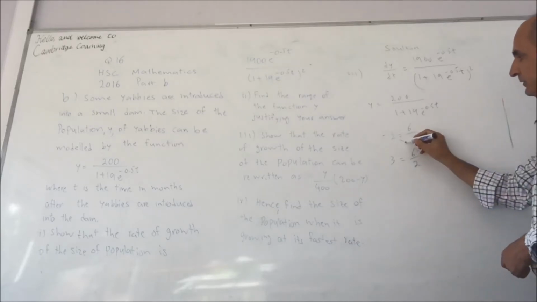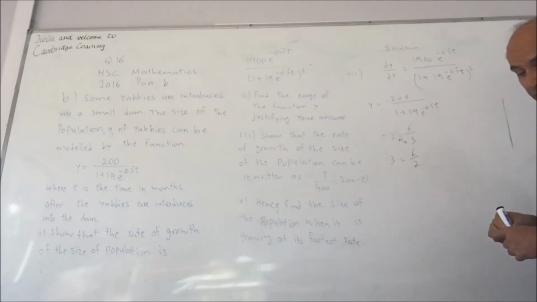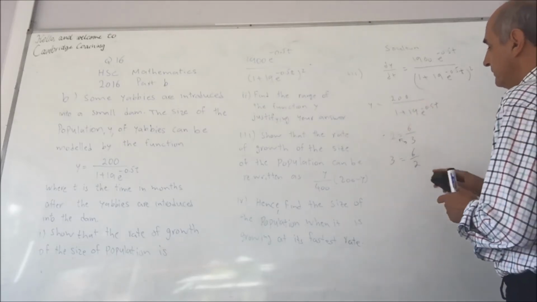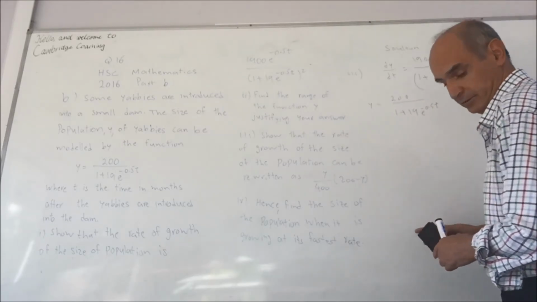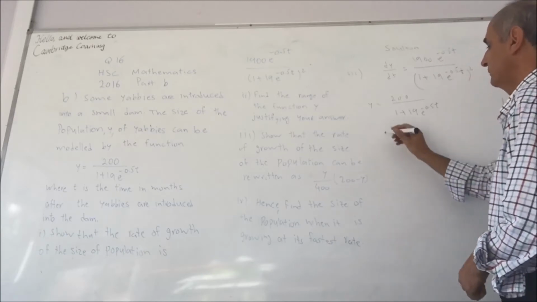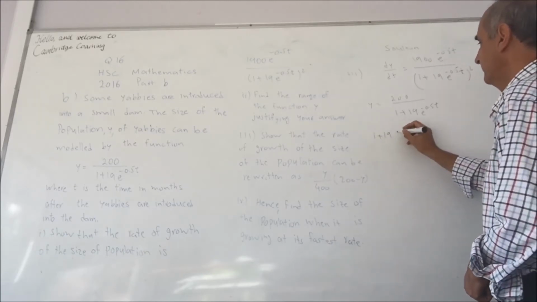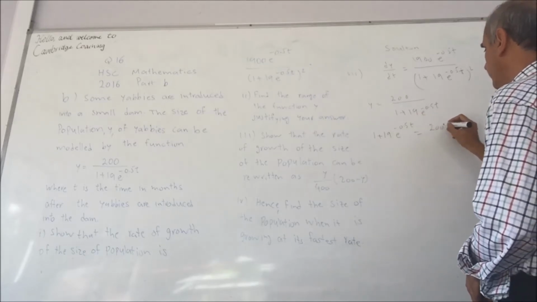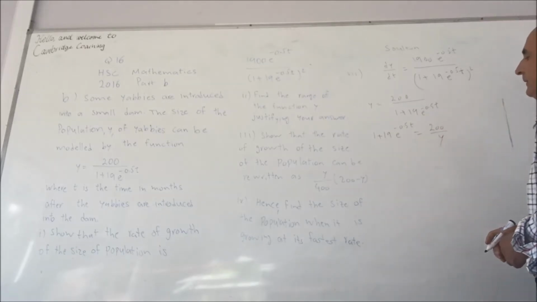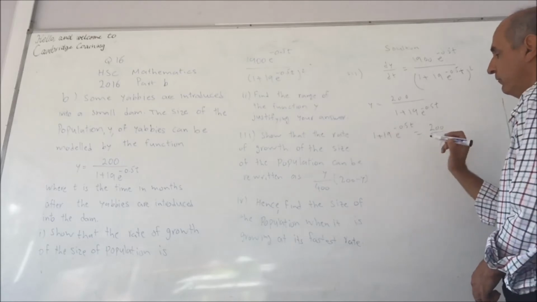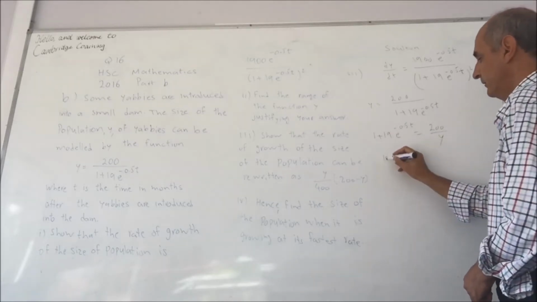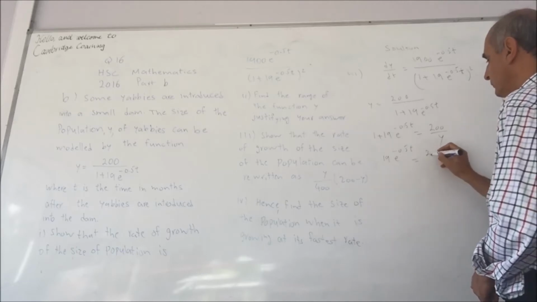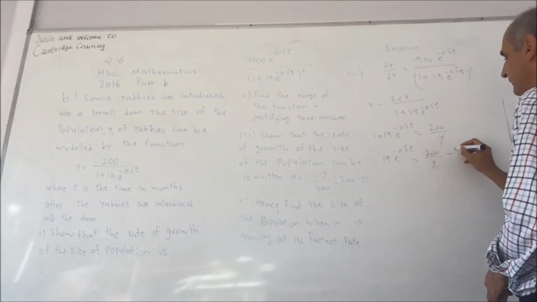So I'm switching the place of these two. Similarly here, I can switch the place of y and the denominator. That gives me 1 plus 19 e to the minus half t is equal to 200 over y. Then I take away 1 from both sides and I get 19 e to the minus half t is equal to 200 over y minus 1.